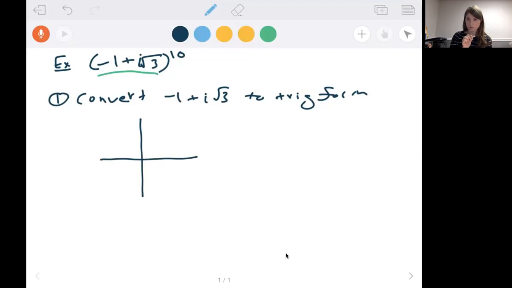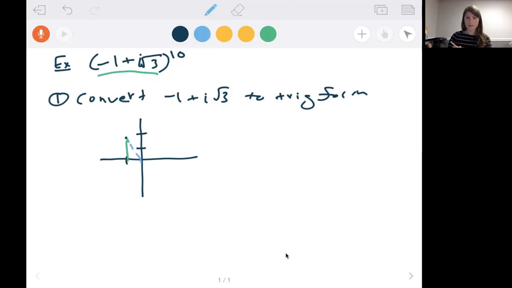So remember, we'll do our real axis, our imaginary axis, -1 on our real, and then square root of 3, we're going up square root of 3 on our imaginary axis. So close to 1.7, so something like this. So we can draw in our radius. And if we think about a triangle that we're forming, I would probably go ahead and just draw straight down.